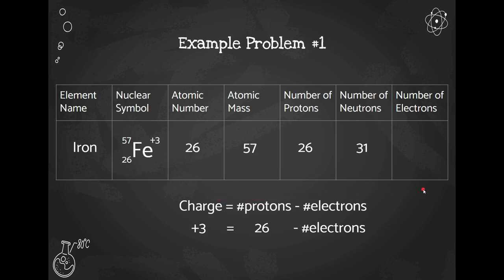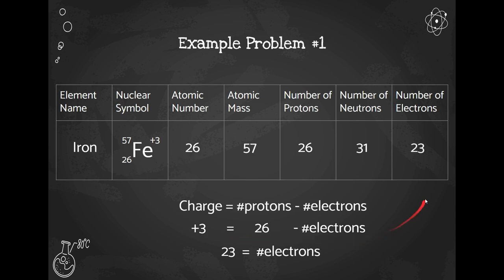So if I head over here to the right, I know I have 26 protons, and I know there are 3 more protons than there are electrons. So I would expect this number of electrons to be 3 fewer than my number of protons. However, if we head back to the equation, we can check this logic. Using some algebra, we can get electrons by themselves, and we know that 26 minus 3 equals our number of electrons, and this gives us 23 electrons.